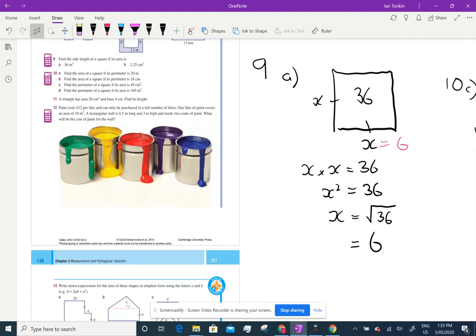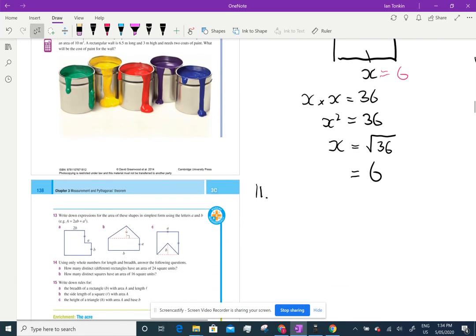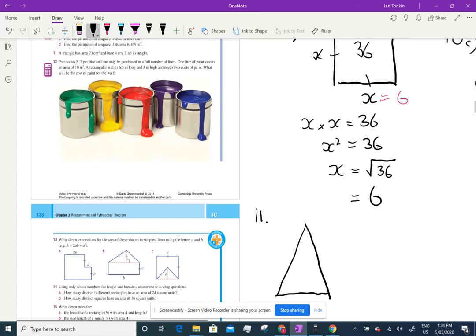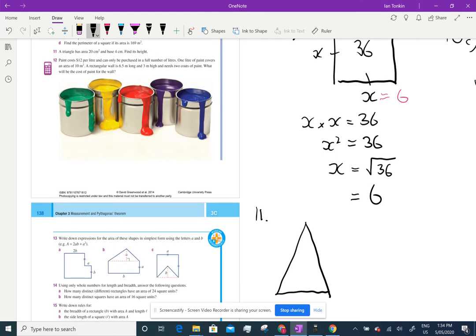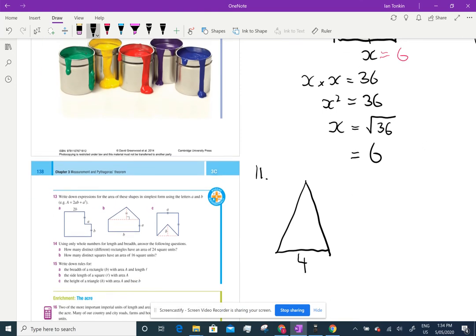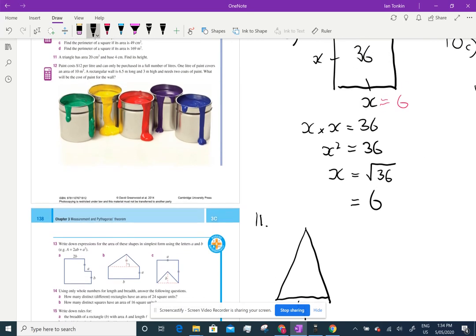Okay. You go and have a go at 11 and 12. I'm going to do 12 here. So 12. Oh no, I want to do 11 because it's a triangular one. So it's going to be a little bit harder for you. So you go and have a go at it. So again, draw it. And it has a base of 4 and an area of 20.